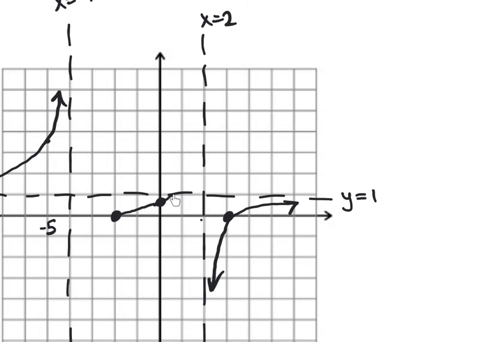Now, in order for this graph to approach negative infinity at this point right here, there would have to be an x-intercept somewhere right here to allow it to cross through the x-axis. There is not an x-intercept right here, which means the graph has to stay above the x-axis and continue up to infinity, like that.